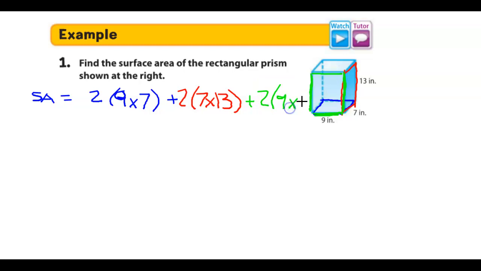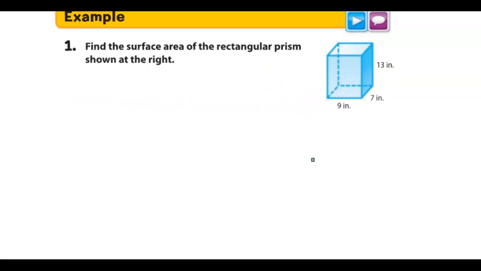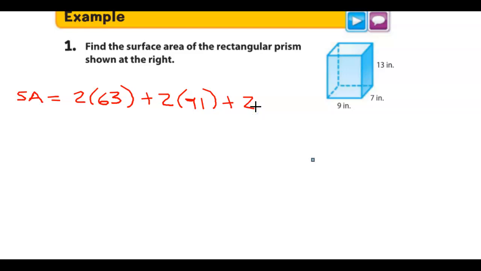So 9 times 13. Well, my screen just disappeared, you guys, but I think we can recall that we had the surface area, which was equal to 2 times 9 times 7. So we're going to have 2, and 9 times 7 gives me a 63. And then we're going to go ahead and do plus 2. And then we had 7 times 13, and that's going to give me a 91. So 91. And then we had plus 2, and then we had 9 times 13, so that was 117 here.